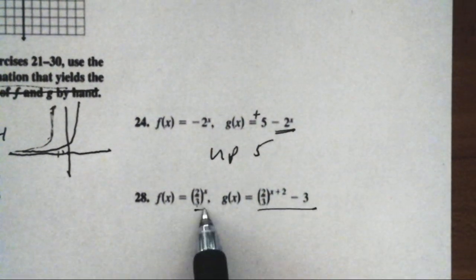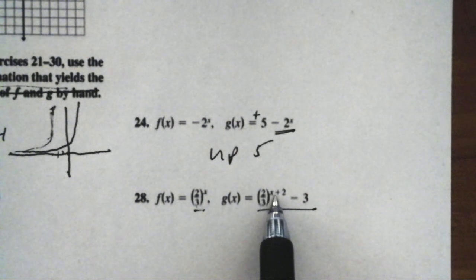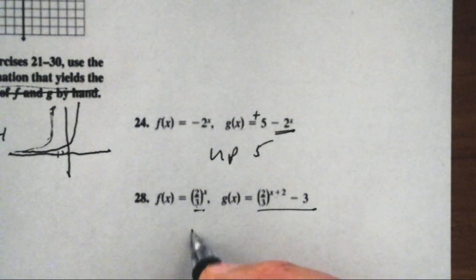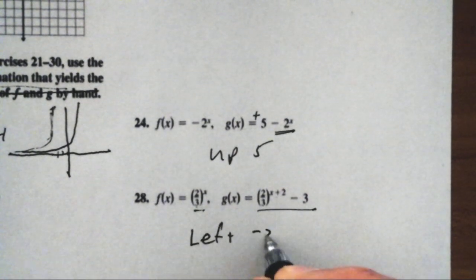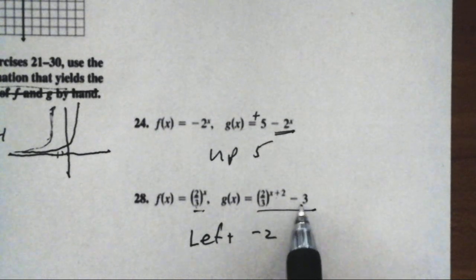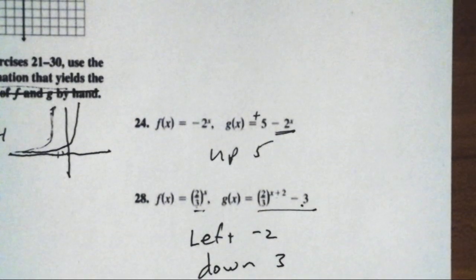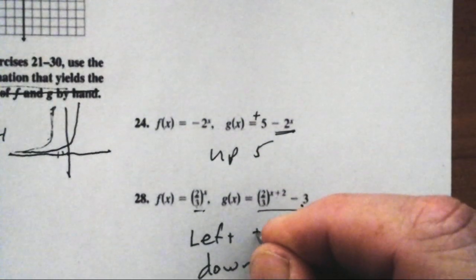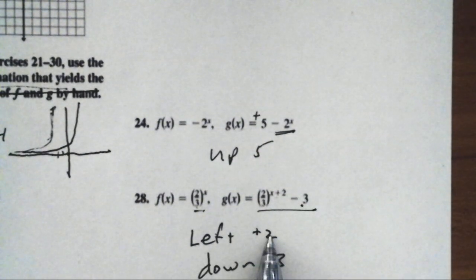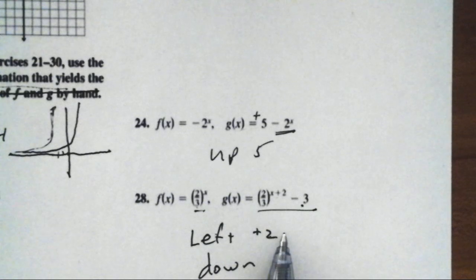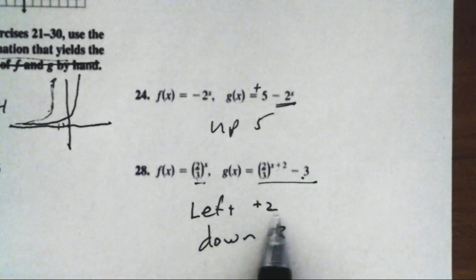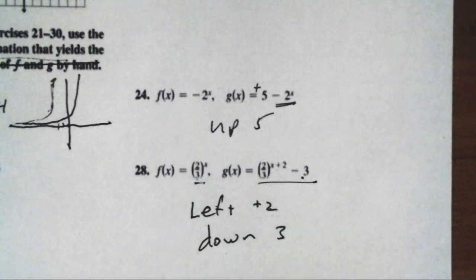This graph includes 2 to the x, except the most interesting value of x is -2, so we are left 2, and then post function subtract down 3. We're just left 2, I'm sorry. Left 2 units. We have a horizontal translation of -2, but it's left 2 units, and then we're down 3.